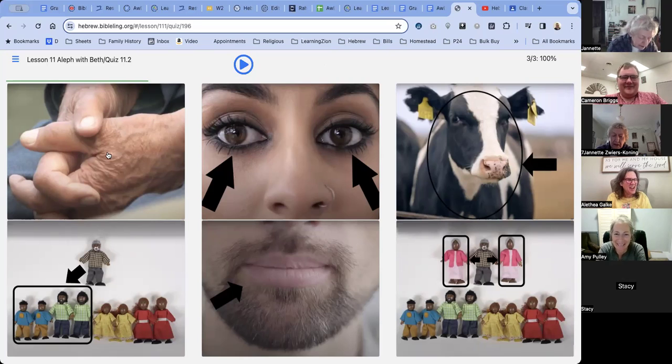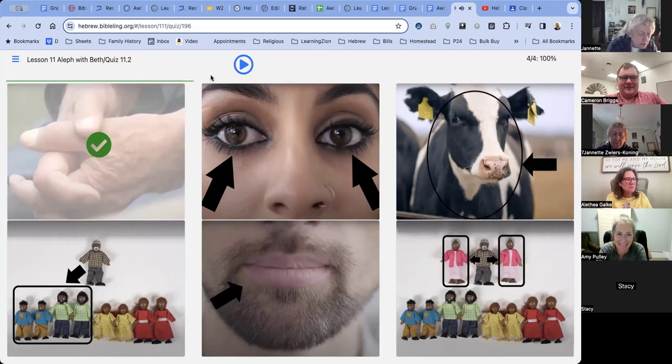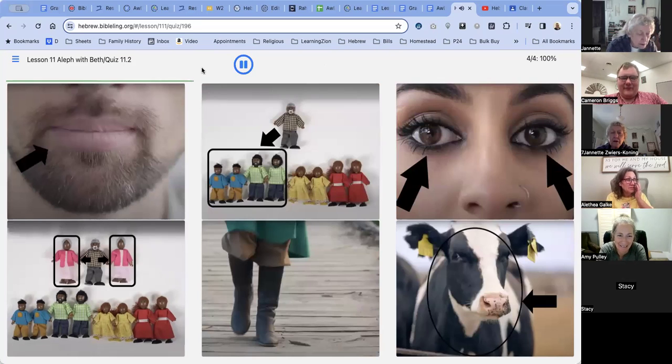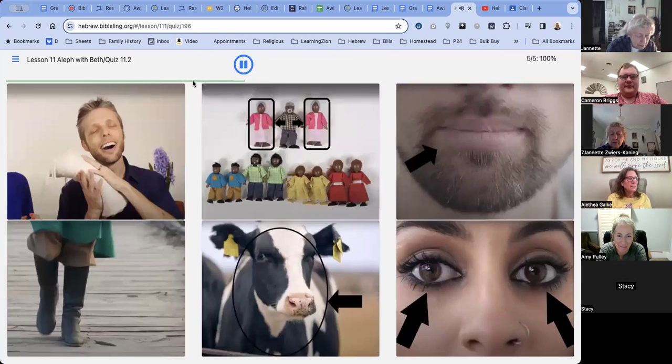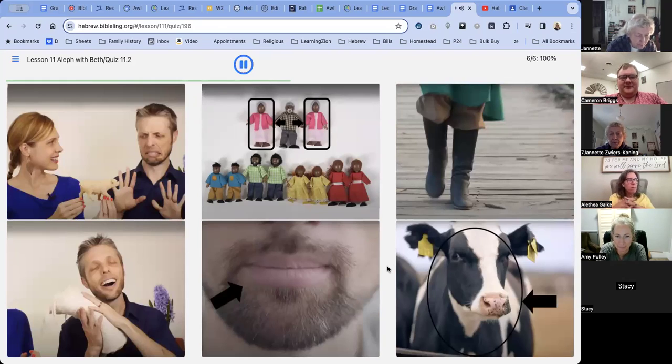Yadei. בני יעקב. Bnei Yaakov, sons of Jacob. Bnei Yaakov. עיני אישה. Bottom right. It's her eyes. Einei isha. Yeah, that's plural. פי איש.